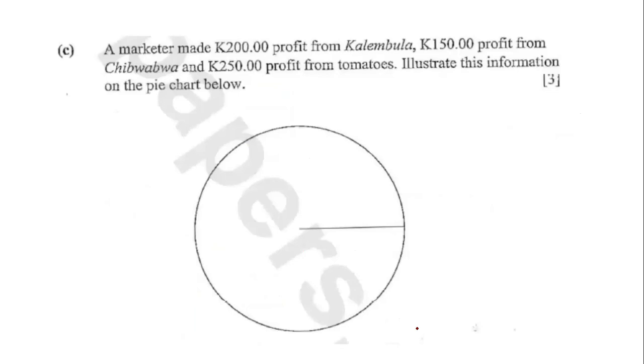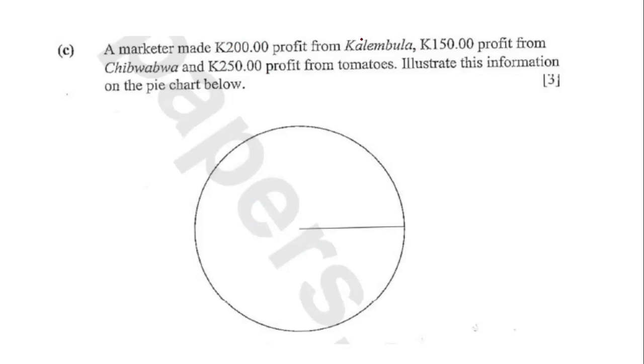A marketer made 200 kwacha profit from Kalembula, 150 kwacha profit from Chihuahua, and 250 kwacha profit from tomatoes. Illustrate this information on the pie chart. So the first thing that you have to know is a pie chart is a complete circle. It adds up to 360. So total will always be equal to total.